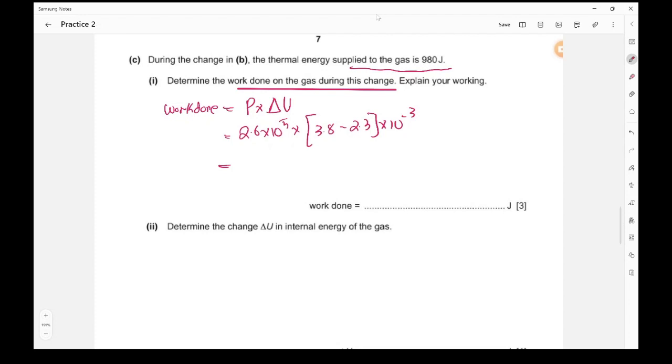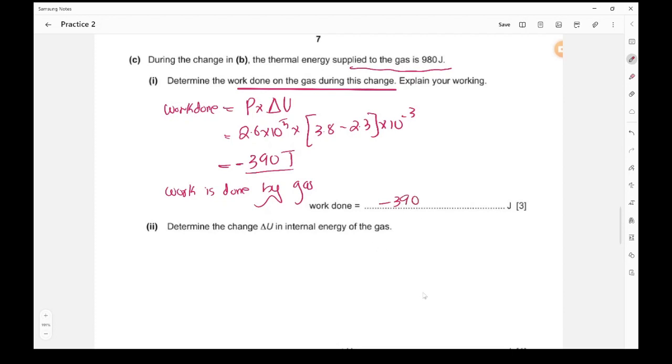So I'm getting a value of 390 over here. So work done is actually 390 joules. During this, the thermal energy supplied to the gas is this. Determine the work done on the gas during this change. The work done remains this, 390, but we need to take this change as negative. Work is actually done by the gas, so that is why I have to take this as negative. Okay? So this is going to be minus 390.